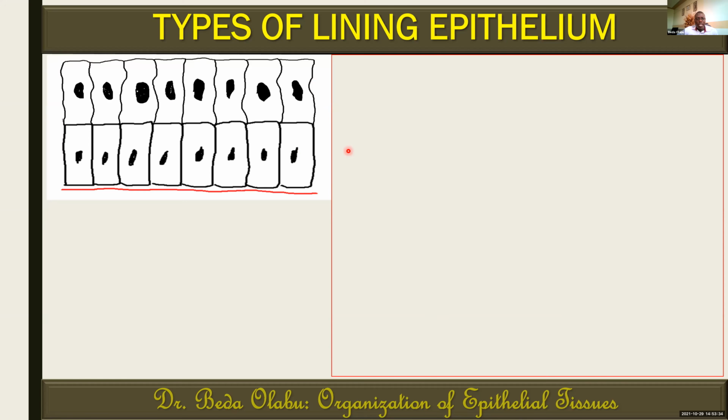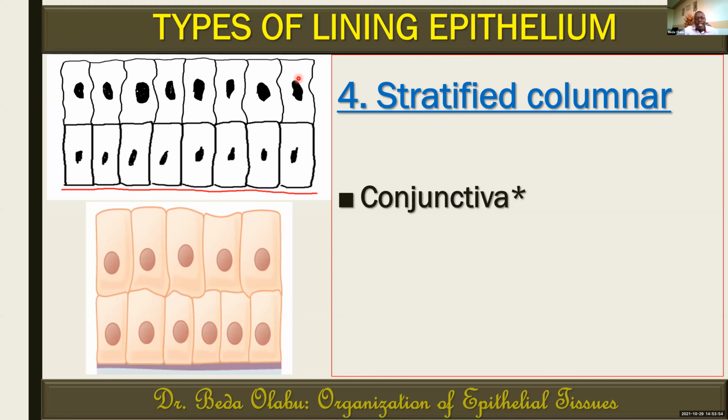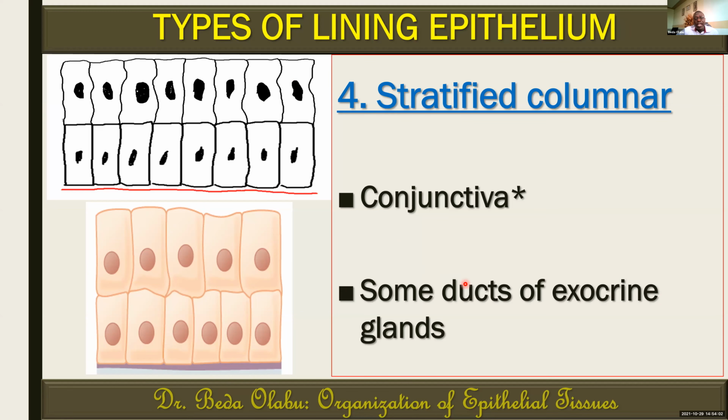Fourth type of epithelium would look like this. This is what we'll call stratified columnar epithelium. We can see the stratification, and we've seen that the apical cells are columnar. Stratified columnar epithelium is found largely in the conjunctiva. And I believe we all know where the conjunctiva is. We may also find it in some ducts of exocrine glands, especially the larger ducts. So larger ducts of exocrine glands have stratified columnar epithelium.